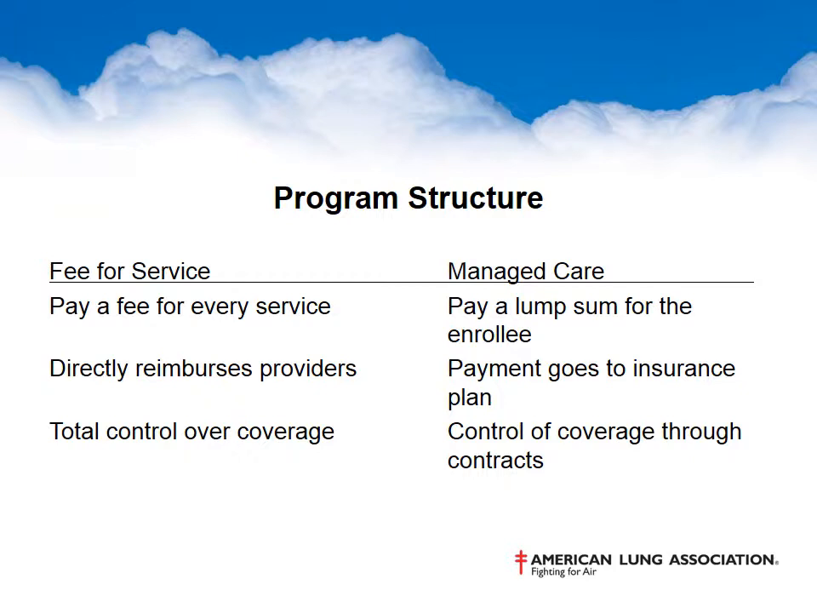we will insure this group of Medicaid enrollees if you pay us this lump sum for each patient that we're enrolling in our program. So instead of paying for every service directly to the provider, the Medicaid program is paying the insurance company a lump sum to basically insure this person, this Medicaid enrollee. And then, of course, the managed care plan does their own reimbursement to healthcare providers. So the payment goes to the insurance plan rather than directly to the provider.